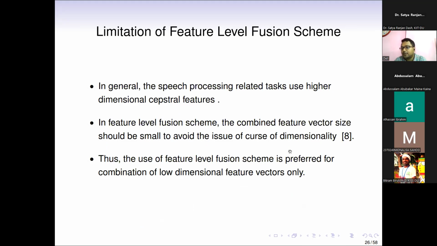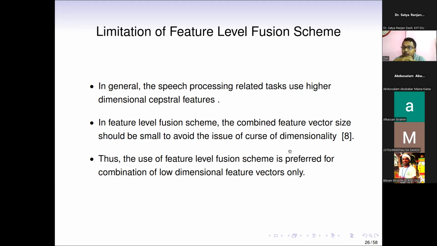Now in the feature level combination scheme, if the individual features have large dimension, suppose one feature has 39 dimensions, another feature has 39 dimensions. Now, if we concatenate these two features, then the resultant dimension will be 78. Now, if you have a 78 dimensional feature, then the curse of dimensionality comes into the picture.